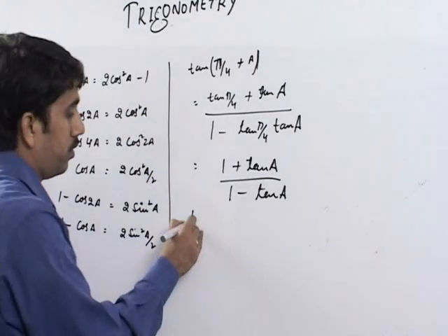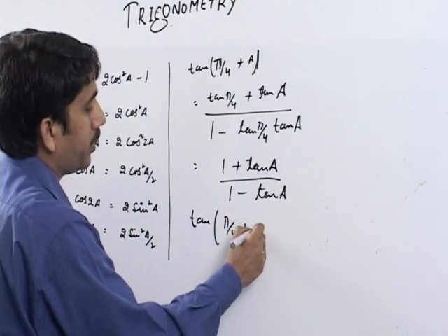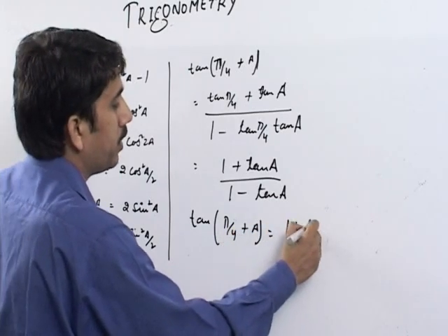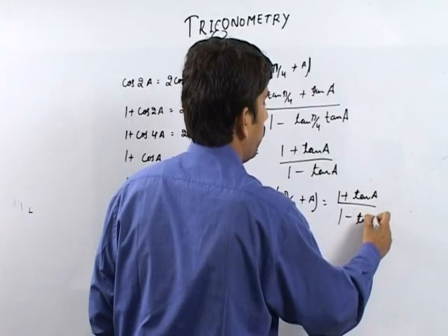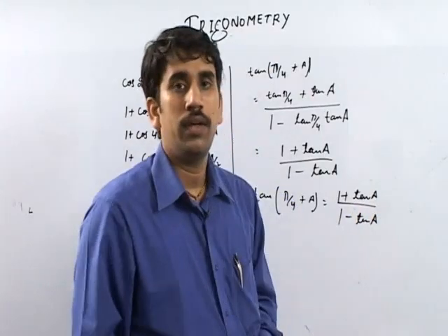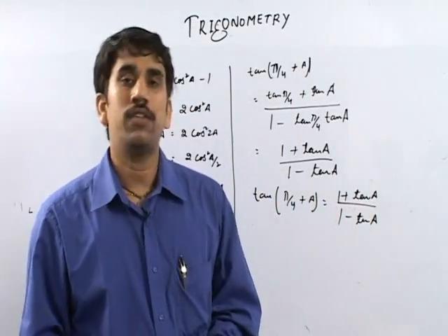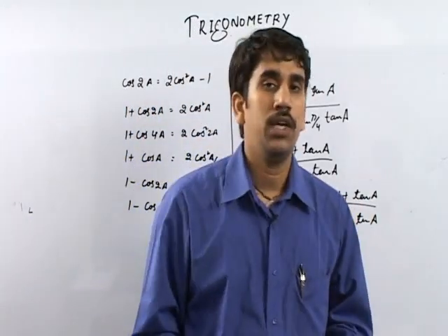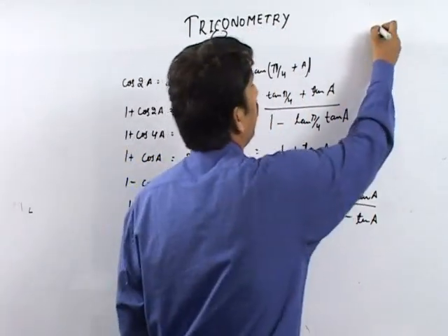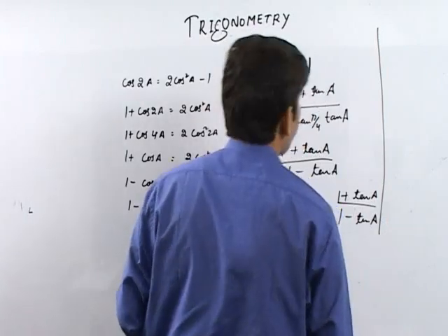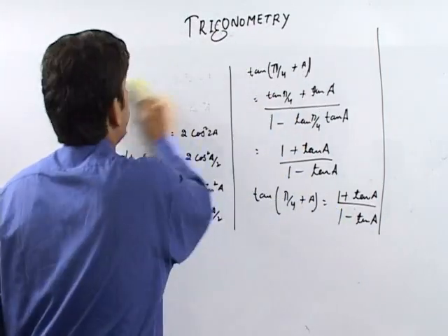Therefore, this will become a formula for pi by 4 plus A. This is equal to 1 plus tan A over 1 minus tan A. And suppose if it is tan pi by 4 minus A, then this will become 1 minus tan A over 1 plus tan A. Now, a few more relations you can write down.